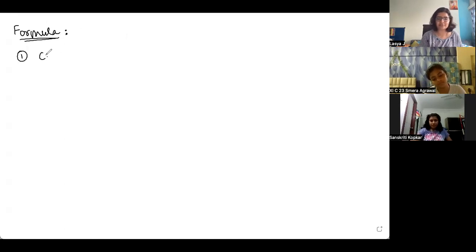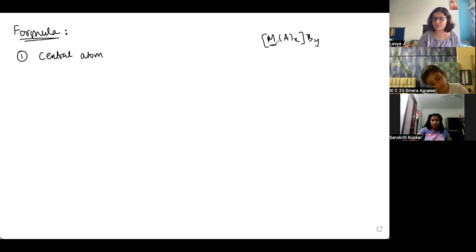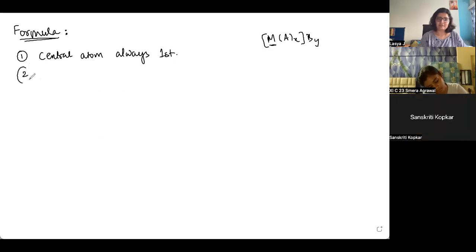First, the central atom always comes first. That's why every time we've written it, we have always started off with M, then AX, and then square brackets BY, right? So always, within a coordination complex, the central atom is written first. If you have a single ligand, like a homoleptic complex, it's pretty straightforward. But if you have multiple ligands, you need to write them in alphabetical order.